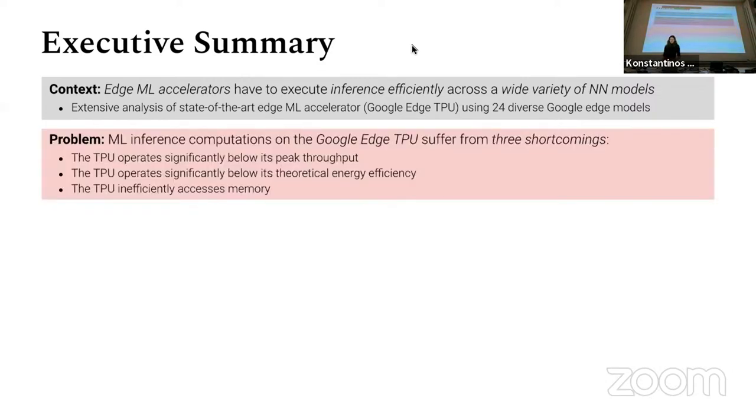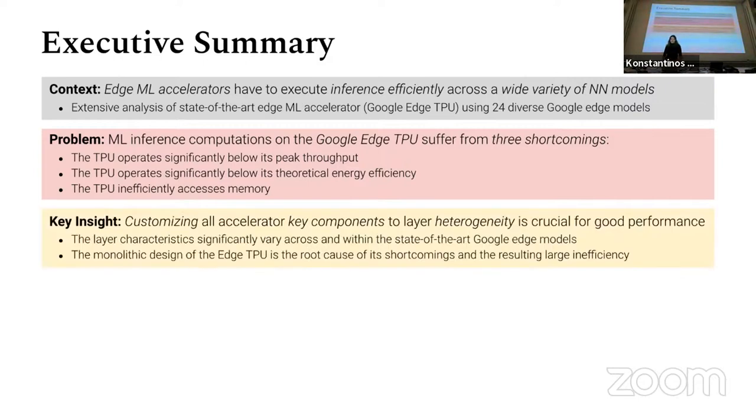The problem the paper then identifies is that this ML execution leads to three major shortcomings. First, that it operates significantly below throughput. Second of all, it operates significantly below theoretical energy efficiency. And thirdly, it is very inefficient with regards to memory accesses.